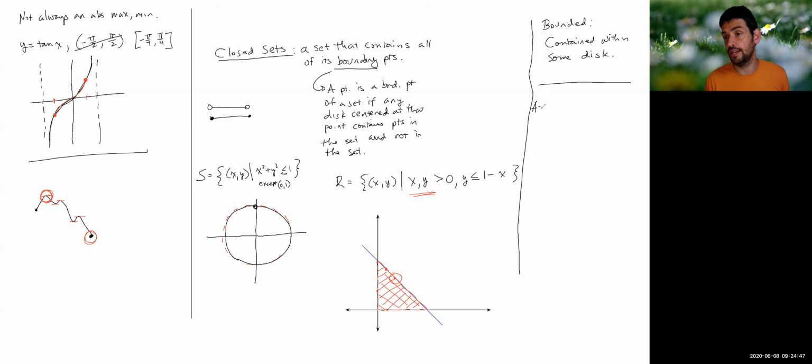I could have a set, I'll call it A. Let's say it's all the points (x, y) such that x is between 0 and 1, and y is between 2n and 2n plus 1, where n is an integer.